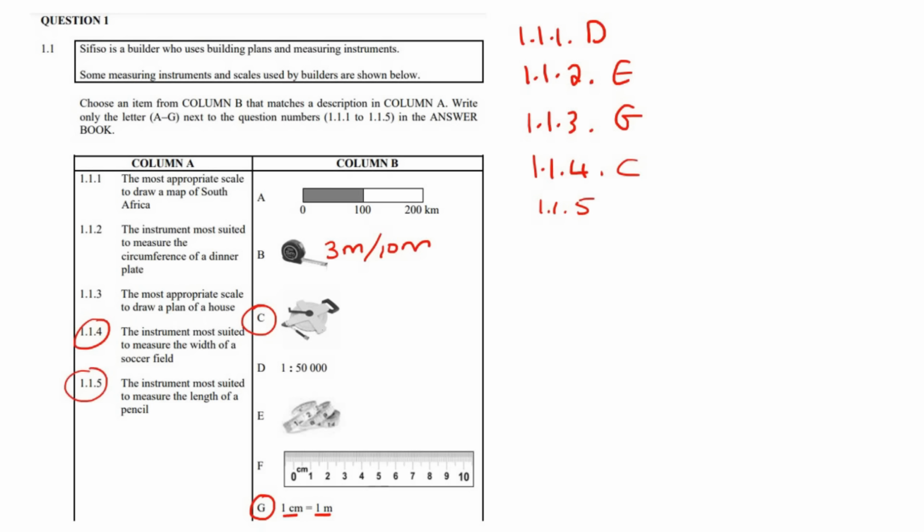And then what is the instrument most suited to measure the length of a pencil? Well, a pencil is straight, and so, actually, I wouldn't use that one. I would say we could just use a ruler. That would be the best.